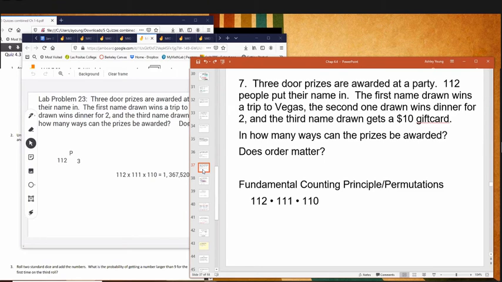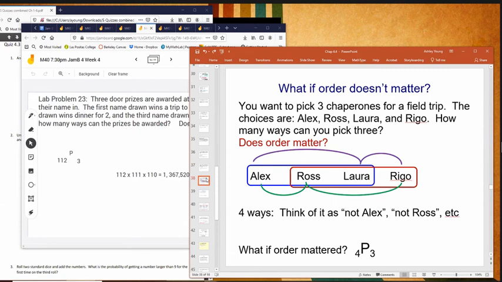All right, so now, hopefully you guys totally have that down, because now we're going to talk about if order doesn't matter. For example, I want to pick 3 chaperones for a field trip. I can choose between Alex, Ross, Laura, and Rigo. How many ways can I choose 3 of them if order doesn't matter? First of all, everyone agree that order doesn't matter? I'm just taking three chaperones. So there's 4 ways. You can think of it as everybody except for Alex, everybody except for Ross, everybody except for Laura, everybody except for Rigo. That's 4 different ways, right?